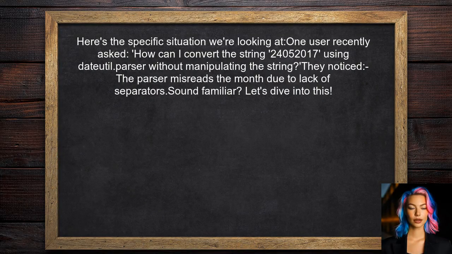Here's the specific situation we're looking at. One user recently asked, how can I convert the string 24052017 using dateutil.parser without manipulating the string? They noticed that the parser misreads the month due to the lack of separators. Sound familiar? Let's dive into this together.